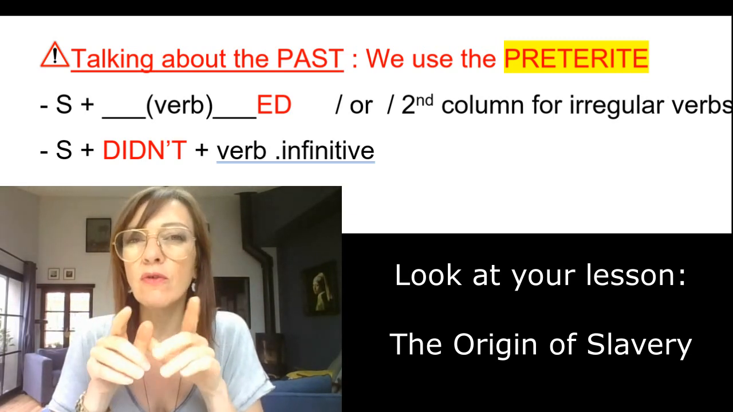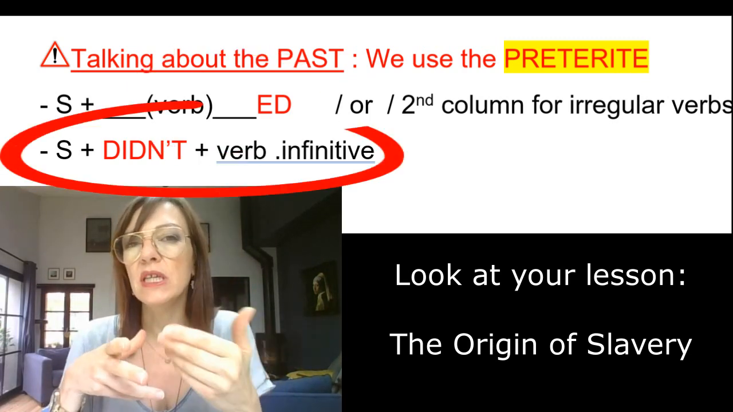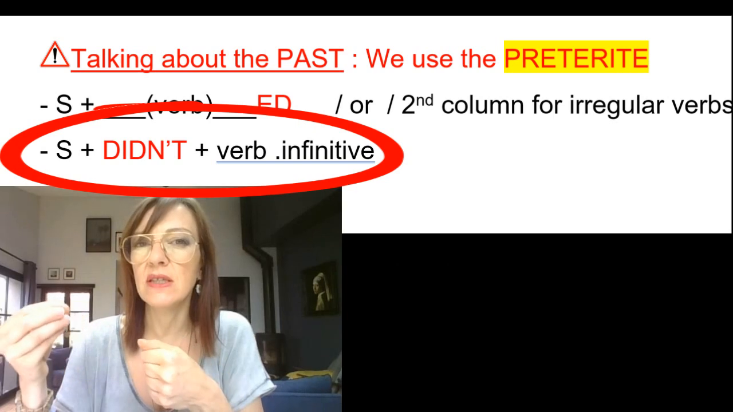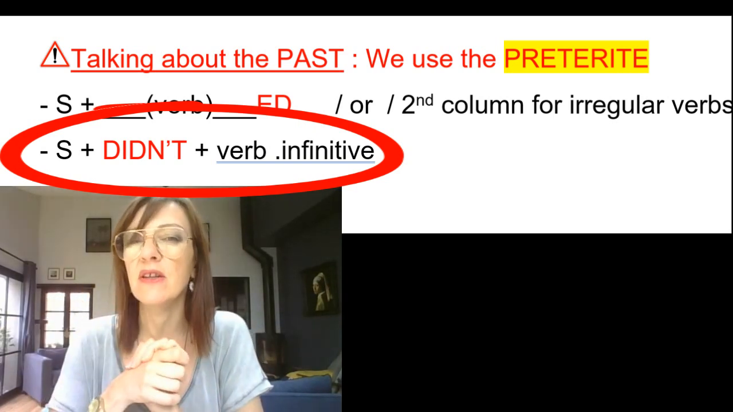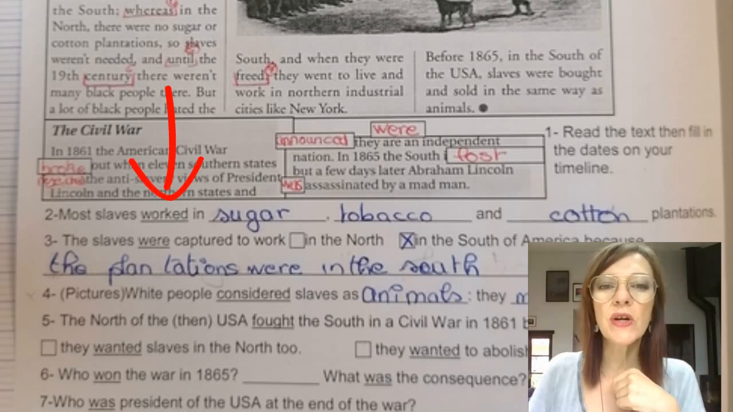For regular verbs, you have to put -ed at the end of the verb, and didn't if you need a negative sentence: didn't plus the verb in the infinitive form. For example, in our lesson, we said that most slaves worked in sugar, tobacco and cotton plantations.